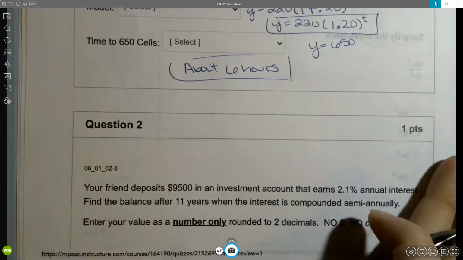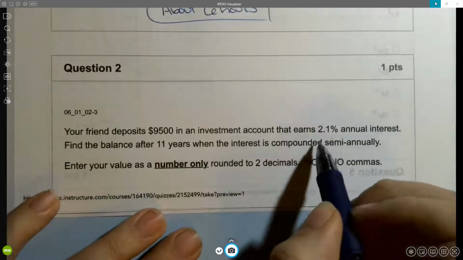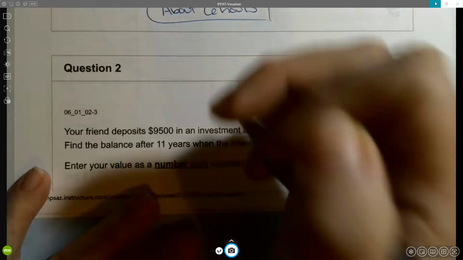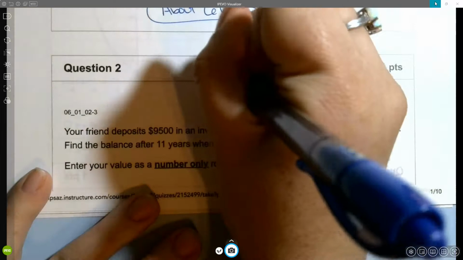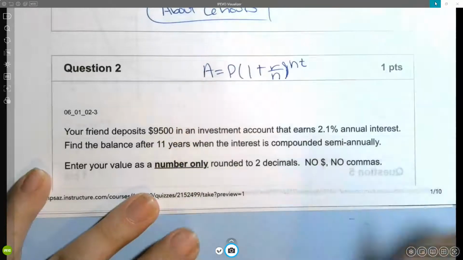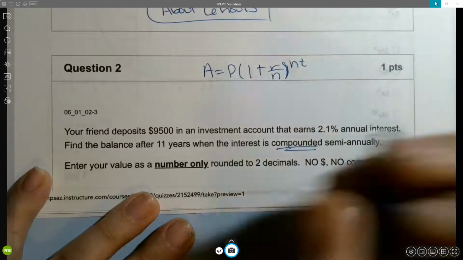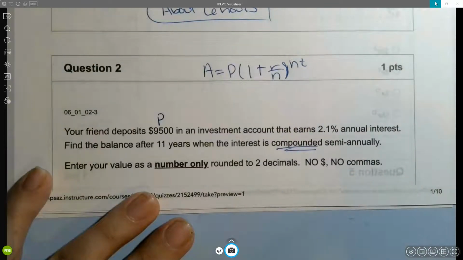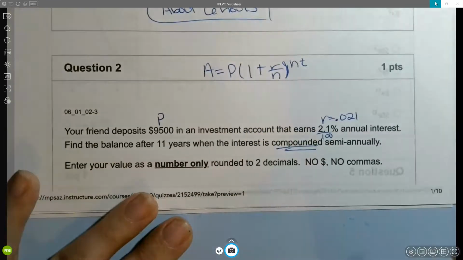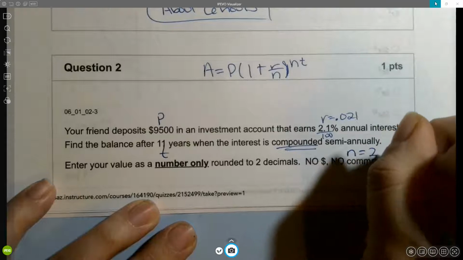Number 2 tells me my friend deposits $9,000 into an investment account that earns 2.1% annual interest. Find the balance after 11 years when the interest is compounded semi-annually. So for this one, I want to use A equals P, parentheses 1 plus R over N to the NT power. I know this because it says the word compounded, and then it gives me a time frequency. So this is my P, my amount I put in. My interest rate, I want to divide by 100, which gets me 0.021. My time is 11, and semi-annually, remember, is twice a year, and that is my N value.